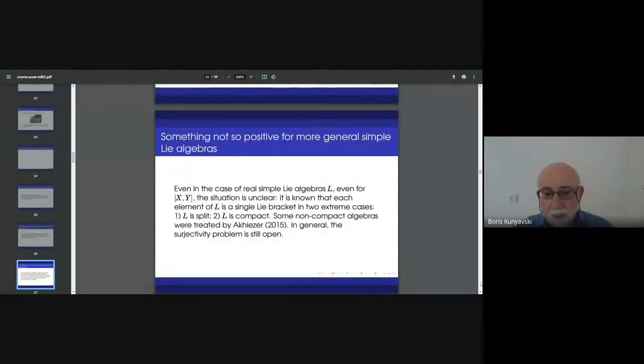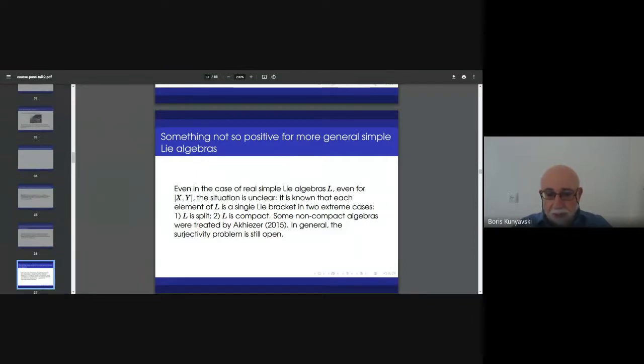There is one paper by Dmitry Afiezer, recent enough. He proved that this bracket map, the commutator map, indeed is surjective, but in general the surjectivity problem is still wide open, even for this simplest case. No counterexamples, no proof.